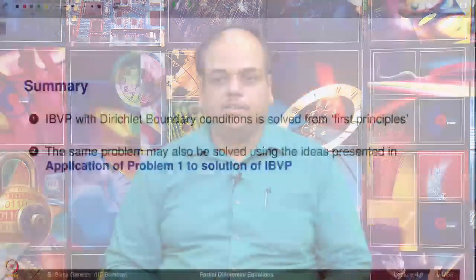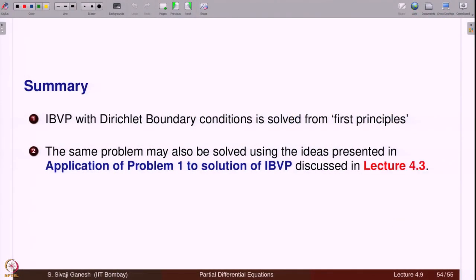And the same problem may also be solved using the ideas presented in the tutorial, which is called lecture 4.3. There we did a problem 1 as an application of that problem to solution of IBVP. This IBVP can also be solved.